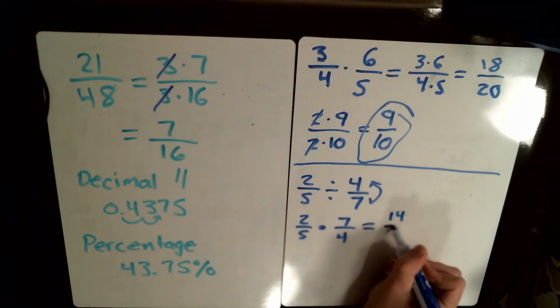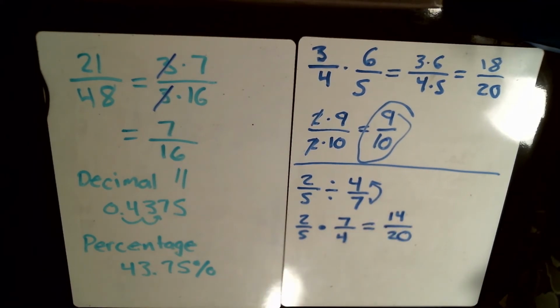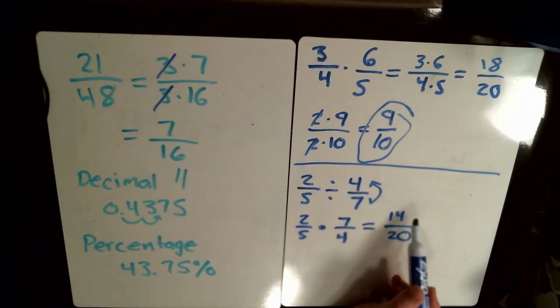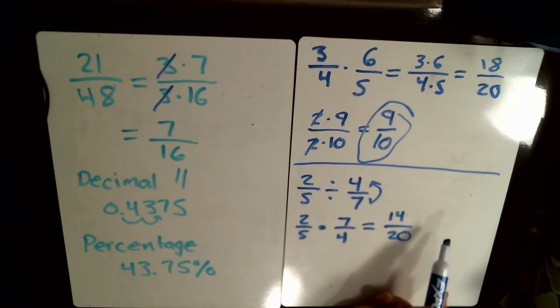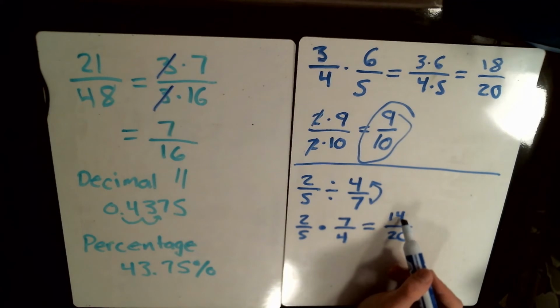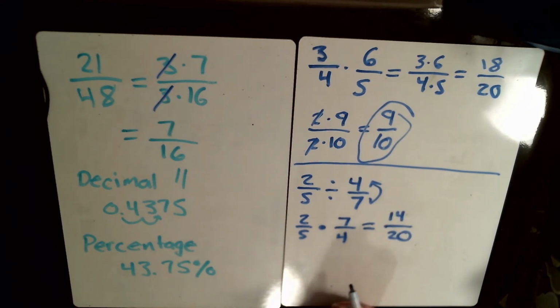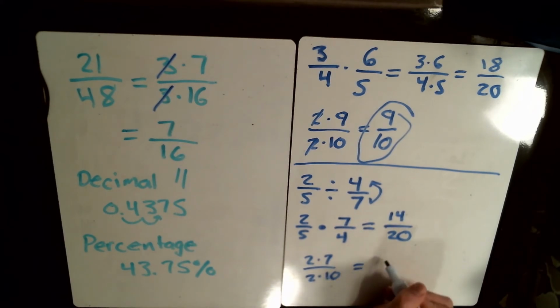5 times 4 is 20. Okay? And now this is technically the right answer, but I should try and simplify it, right? So what goes into 14 and 20 both? 14 has a factor of 2, so 2 times 7. 20 has a factor of 2, so we can cancel out those 2's, and we get 7 over 10.